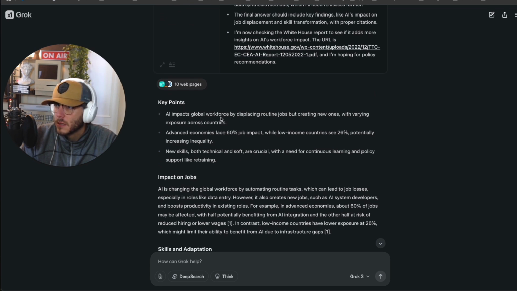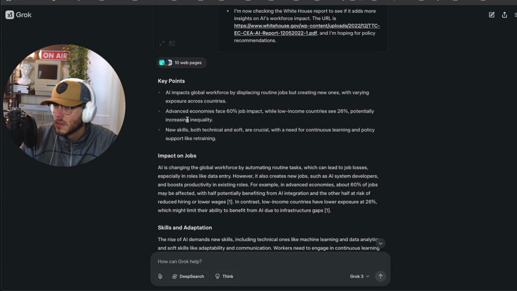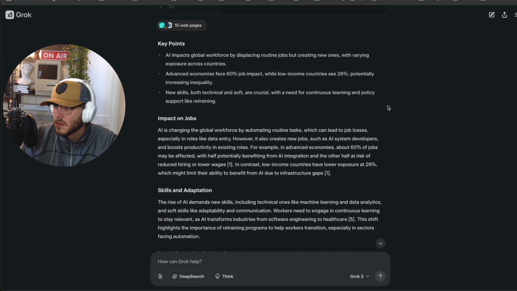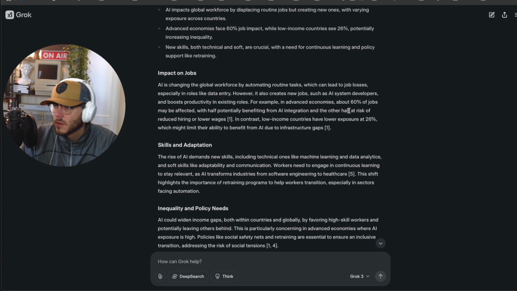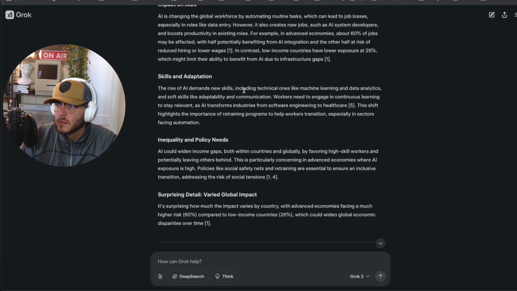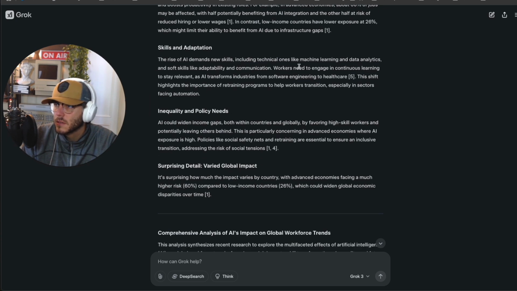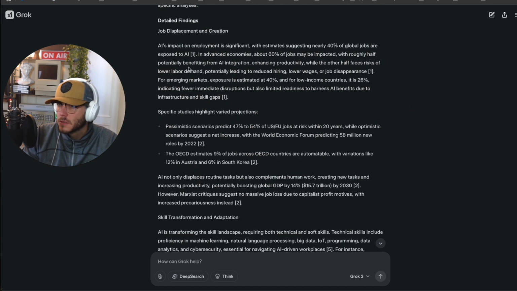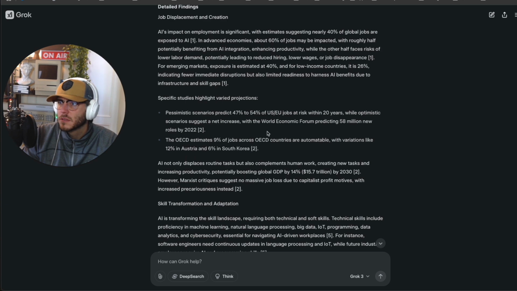Key points: AI impacts global workforce. Advanced economies face 60% job impact. Changing global workforce by automating routine tasks, skills and adaptation. Rise of AI demands new skills, including technical ones like machine learning and data analytics. So now let's talk about job displacement and creation. So AI's impact on employment. So you have pessimistic scenarios predicting 47 to 50% of US and EU jobs at risk within the next 20 years.